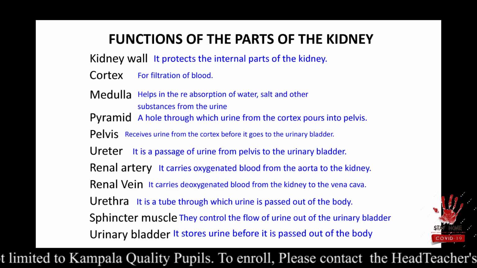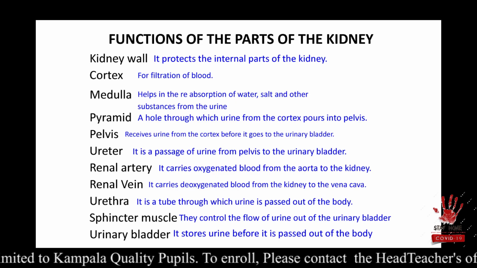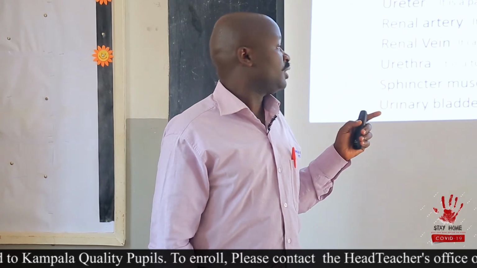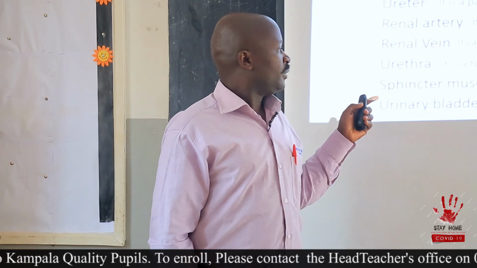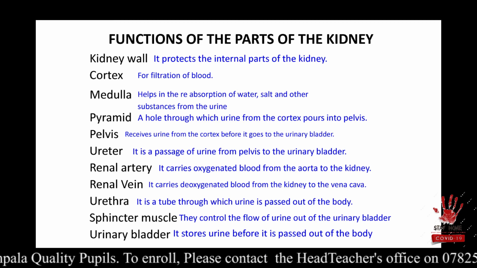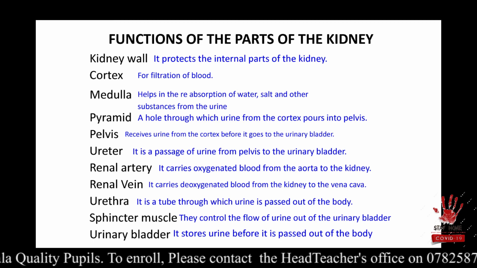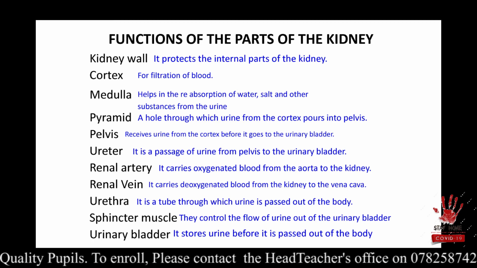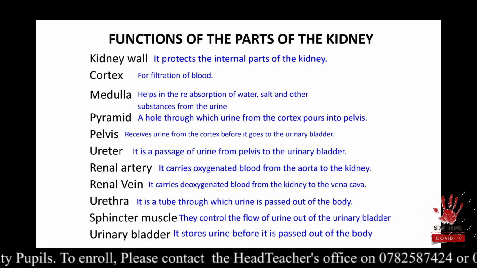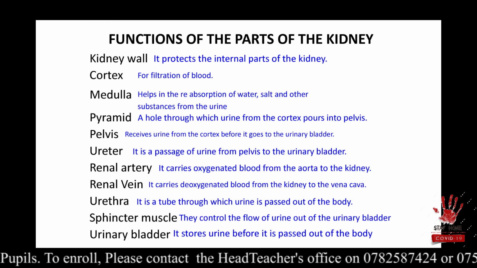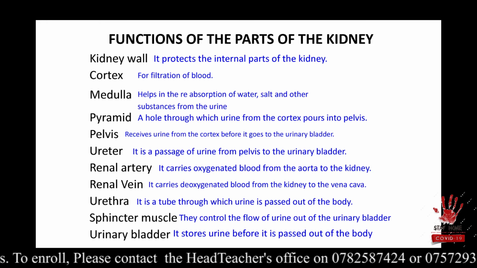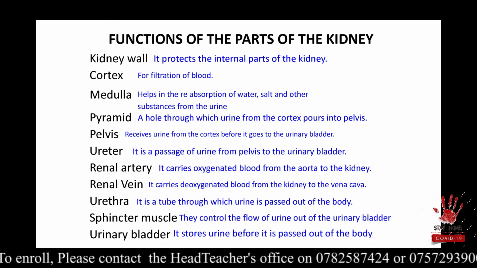Aorta and the vena cava, we can find them on the first diagram of the urinary system. Then urethra, it is the tube through which urine is passed out of the body. Then we can also have sphincter muscle. They control the flow of urine from the urinary bladder. Then we also have urinary bladder. It stores urine before it is passed out of the body.